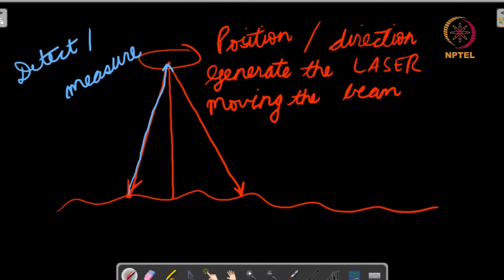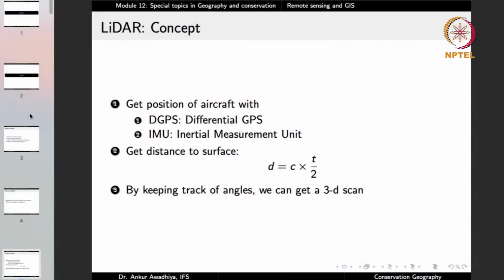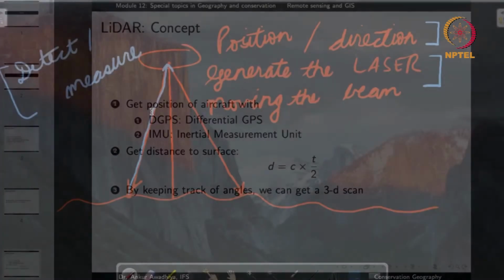So we require three things. One, a mechanism to know the exact position and direction. Two, a mechanism to generate the laser and move the beam. And three, a mechanism to detect and measure the laser. So we get the position of the aircraft with DGPS and IMU. DGPS stands for Differential GPS.